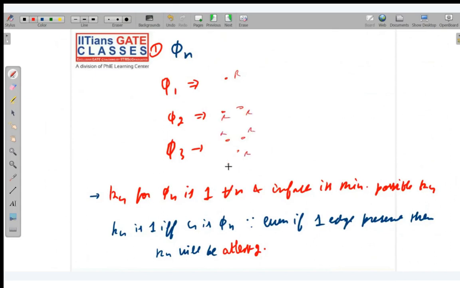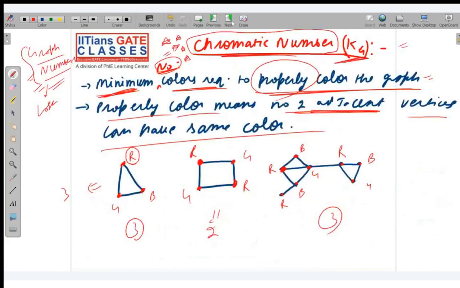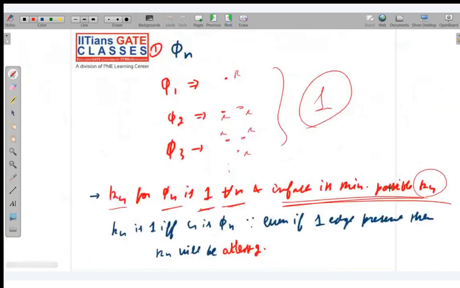So only one color is needed because no vertices are adjacent. No problem. So kG for phi n is 1 for all n, and in fact this is the minimum possible kG. kG is the representation of chromatic number. So minimum kG is 1, and it is for phi n.